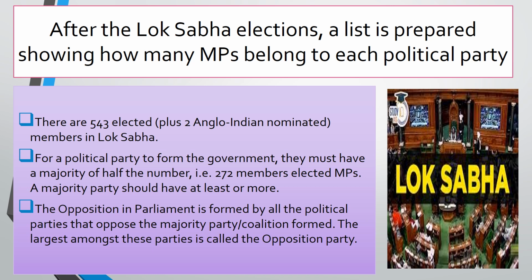For a political party to form the government, they must have a majority of half the members, that is 272 elected MPs. A majority party should have at least one or more. The opposition in parliament is formed by all the political parties that oppose the majority party. The largest among these parties is called the opposition party.